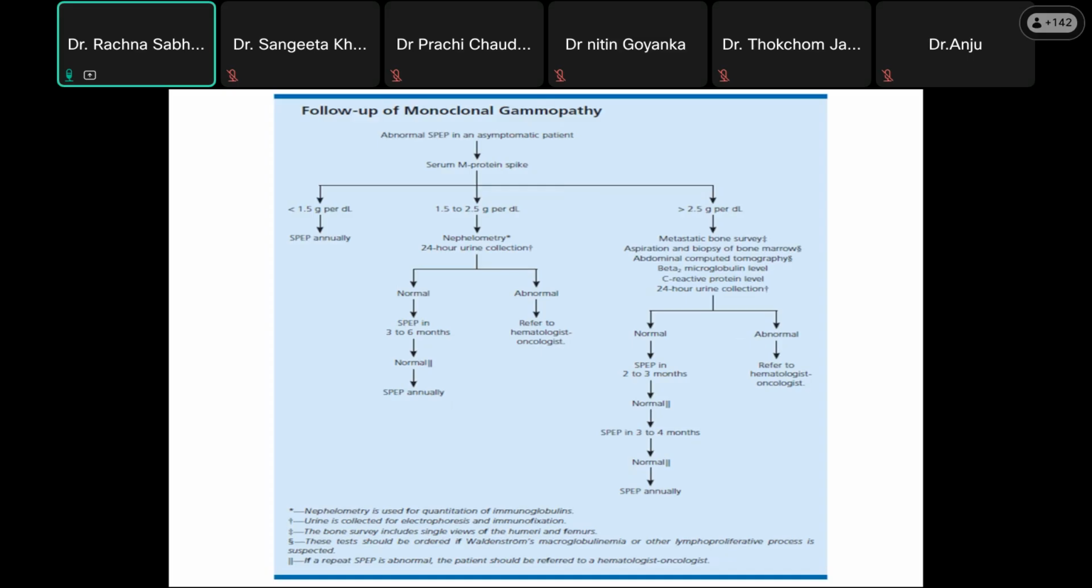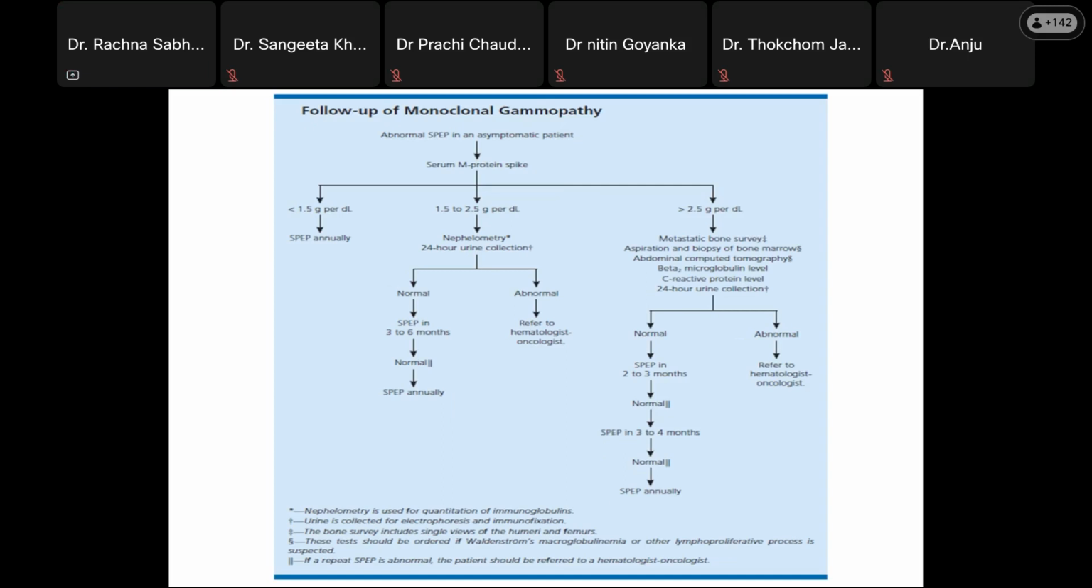If the serum protein electrophoresis is normal, then we keep a follow-up after 3 to 6 months. If again it is normal, then the test is performed annually. But if it is abnormal in serum and urinary protein electrophoresis, we refer the patient to a hematologist, oncologist.